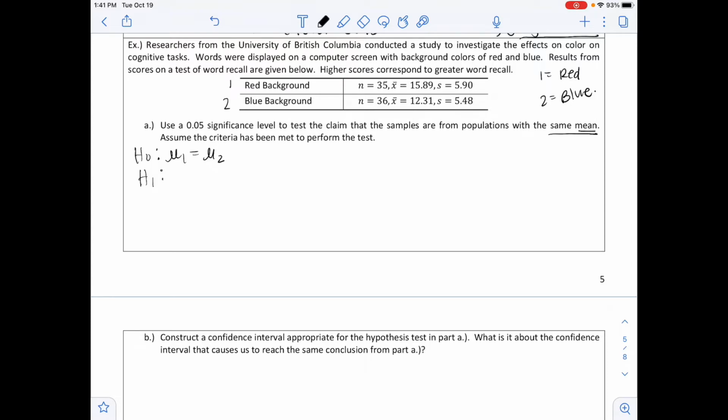And so from here, I need to think about what my alternative hypothesis would be. And since it doesn't say anything along the lines of it being less or greater than depending on the color, it just says to test this, the alternative would be that they are not going to be the same.